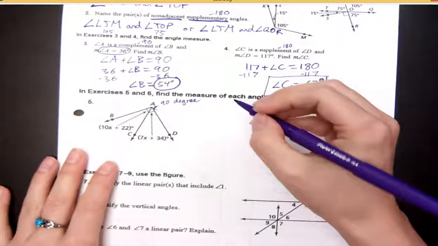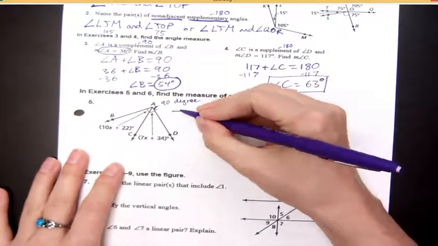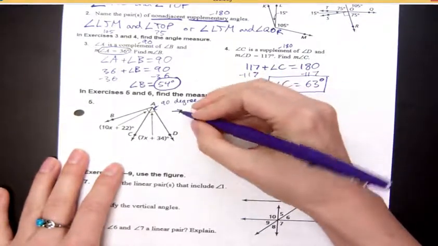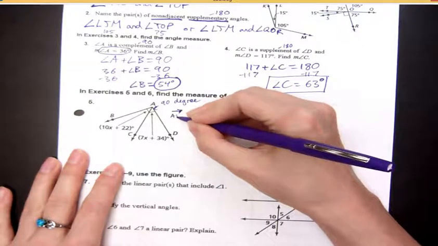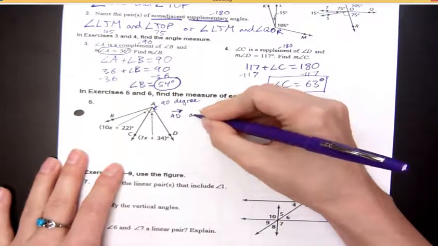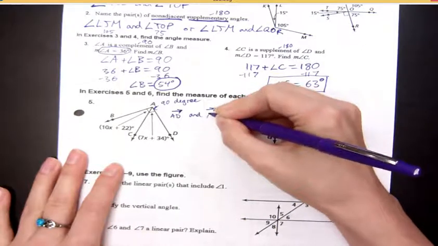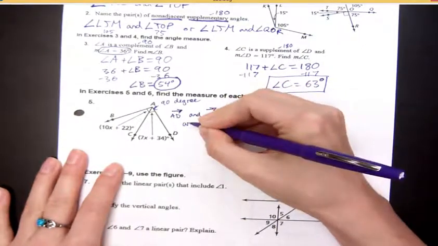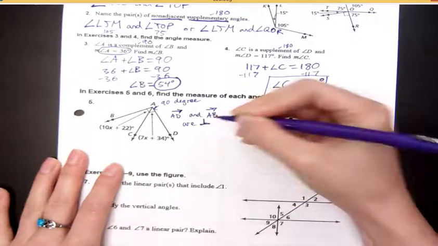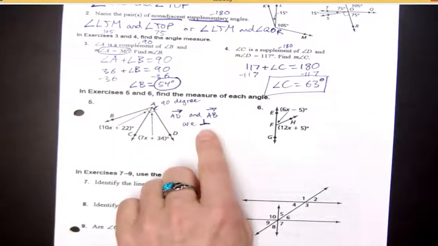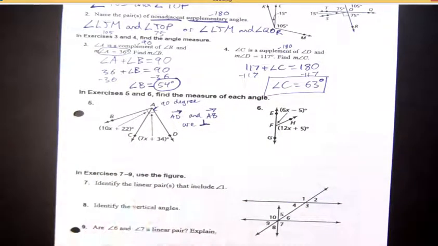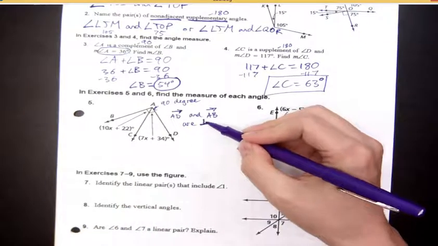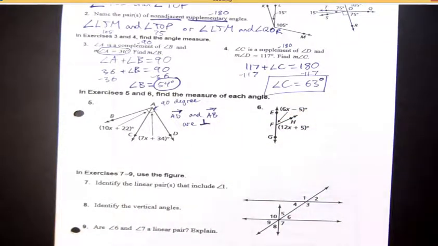Okay, something you might see here is, instead of giving you a picture, they might tell you ray AD, which is this one, and ray AB are perpendicular. In geometry, sometimes they give you the definition, sometimes the drawing, but just know that's another thing you could say. If they're perpendicular, that means you have a 90-degree angle.